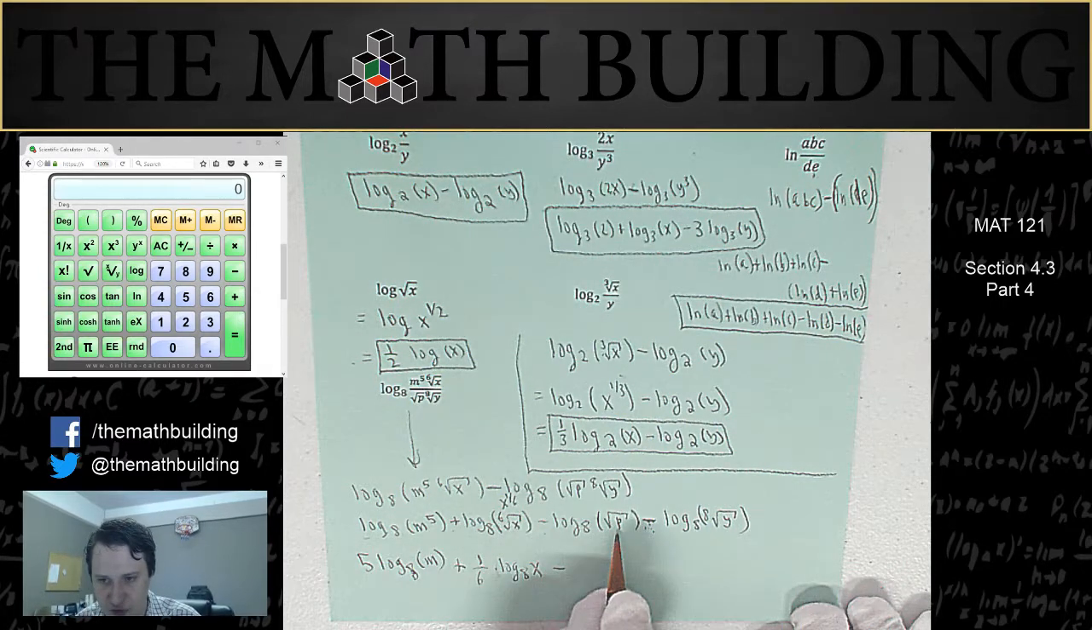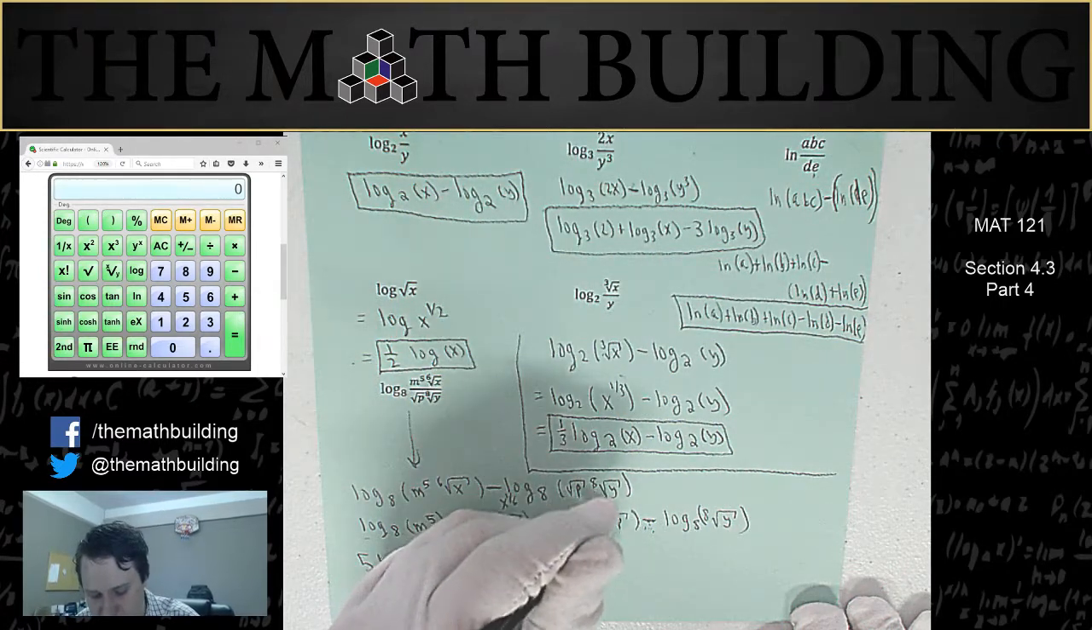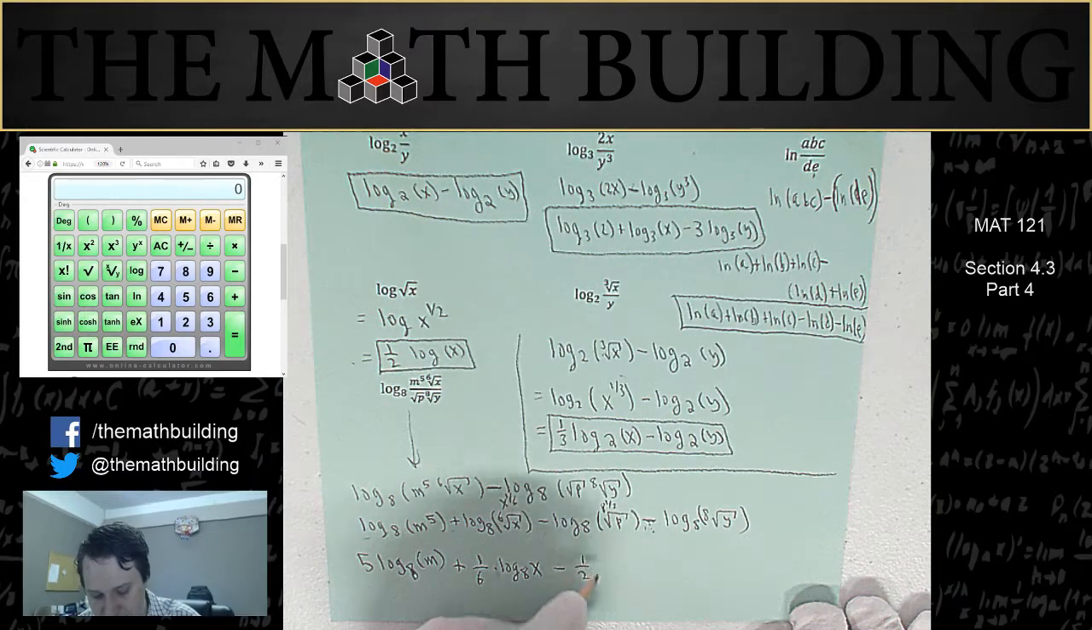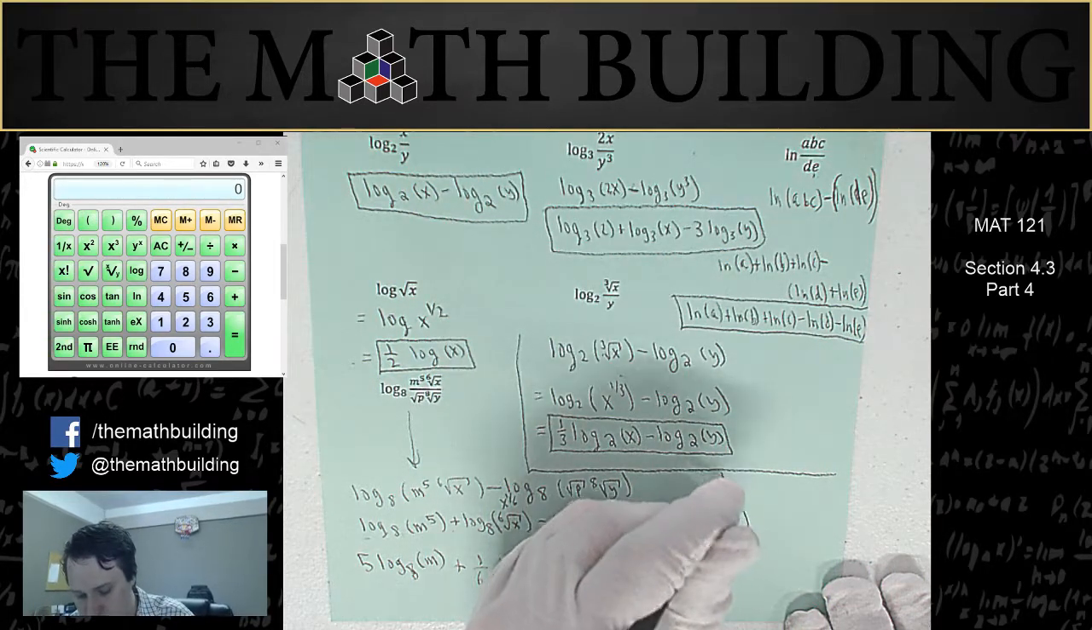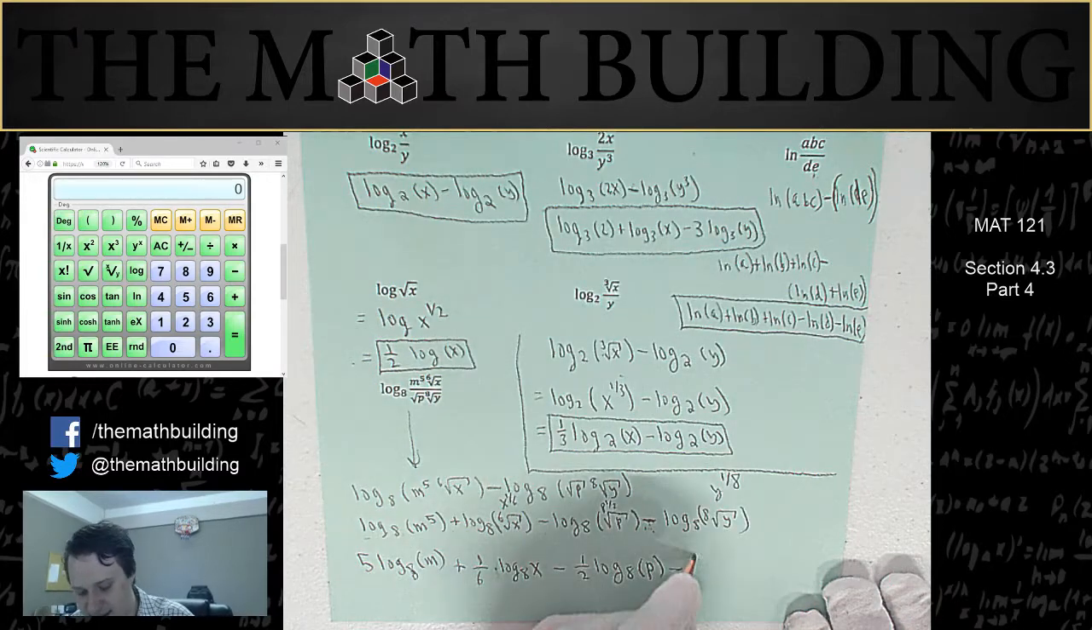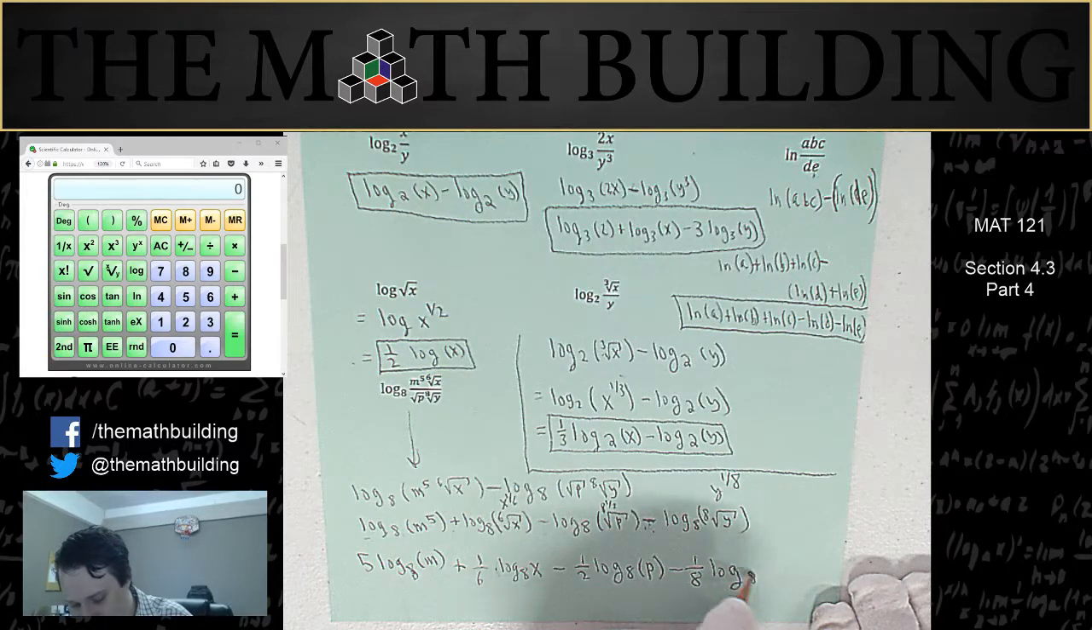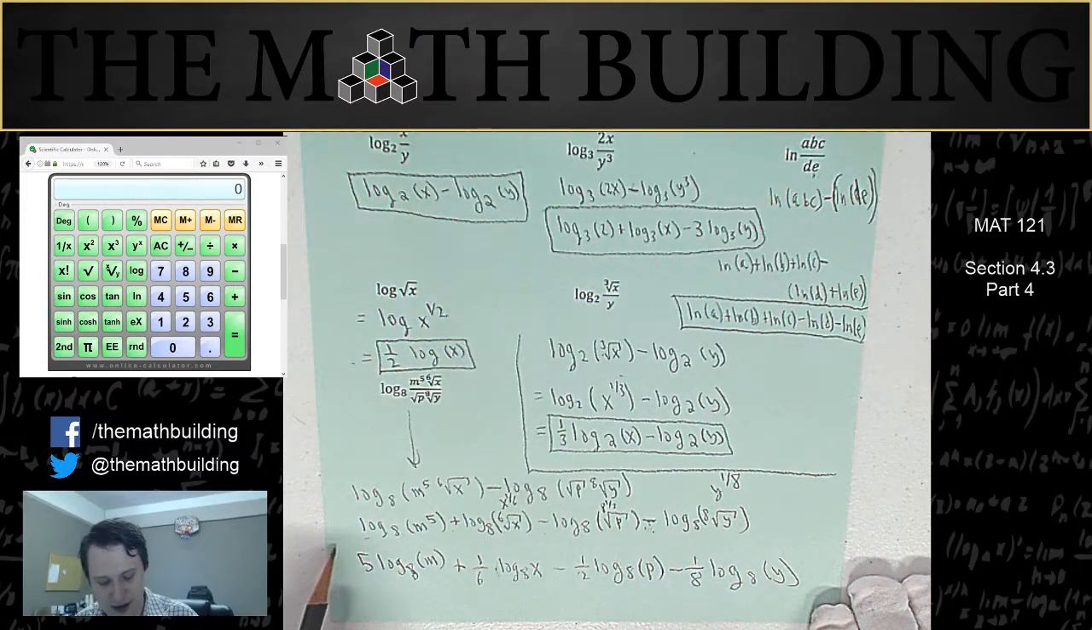minus, here we have the square root of p, so that's the same as p to the 1/2. So that's going to be 1/2 log base 8 of p. And then finally minus, here we have the 8th root of y, which is the same as y to the 1/8. So that's going to be 1/8 log base 8 of y.